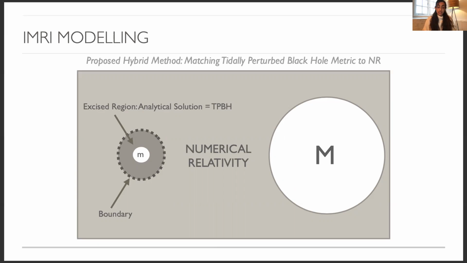The approximate analytical solution around the smaller body will be formed from a tidally perturbed black hole metric. So put simply, the otherwise Schwarzschild metric of the smaller body will incur perturbations in the form of tidal moments due to the gravitational presence of the larger black hole.